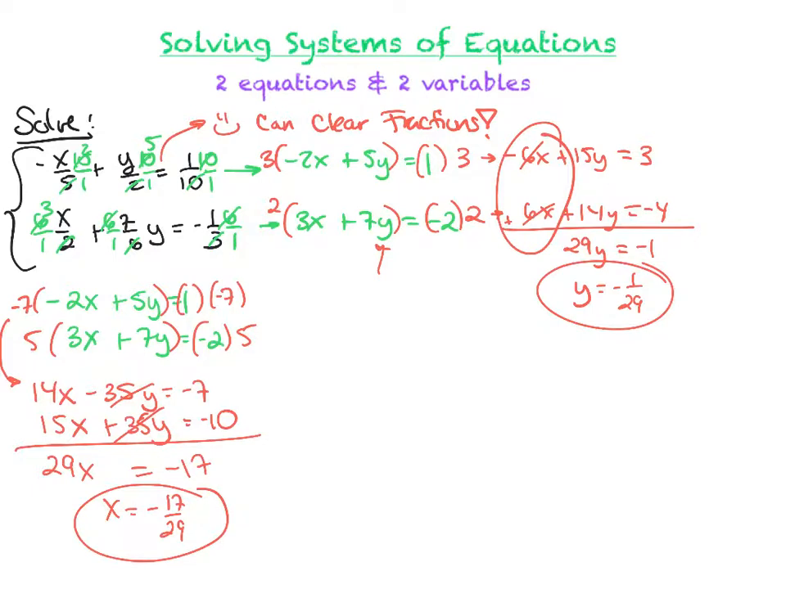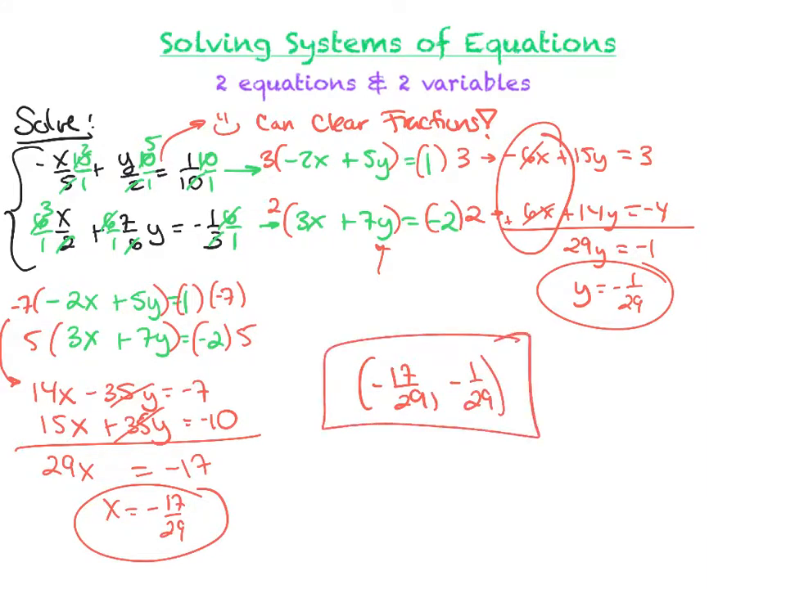What I won't do is avoid common denominators. So our answer in alphabetical order, x is negative 17 over 29. y is negative 1 over 29. Let's do one more example.